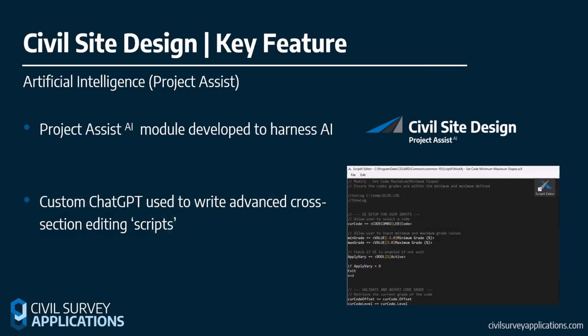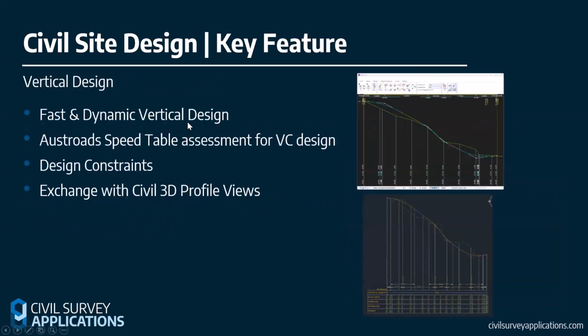But also developed on V25, we've now got the option to use custom ChatGPTs to develop what we call scripts for advanced cross-section editing. For those of you that know Civil Site Design, we have something called design variations, and in V25, we added what we call custom variations. So customers can develop their own variations, and you can actually use a custom ChatGPT to help you develop them. So AI is now becoming a significant part, and my understanding is, will also become a significant part of the software.